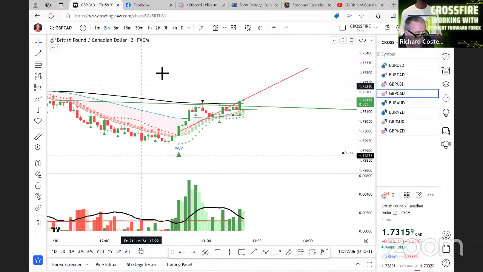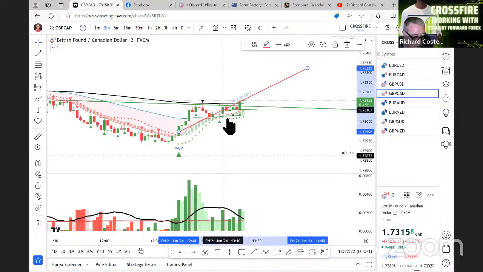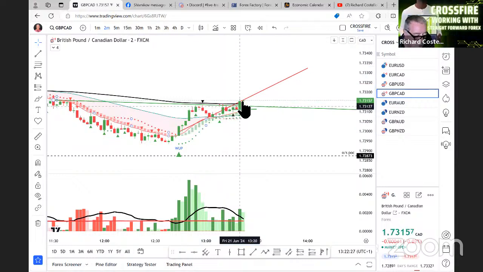So on GBP CAD, you can see the green trend line. There's the crossover with the red trend line. So whilst price is in that wedge, I don't ever get involved in a trade in either direction. What I'm waiting for is price either to break above the green trend line, which it has, or below the red trend line. Now, it's actually both at the minute. It's both below the red trend line and above the green trend line.